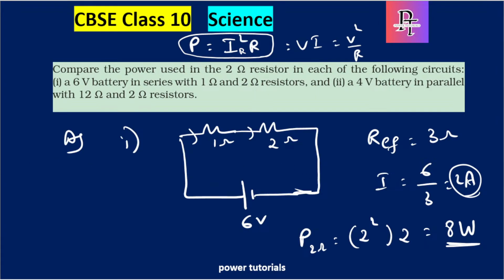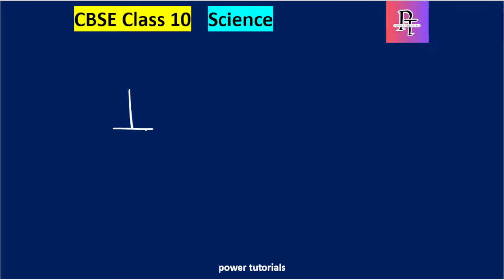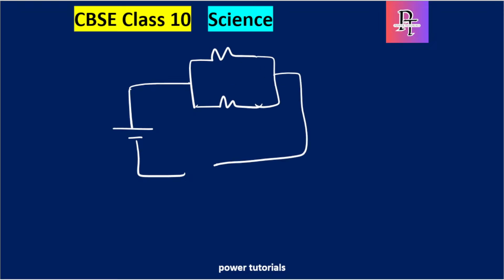Okay, let's solve the second one. Here we have a 4 volts battery in parallel with 12 and 2. We have a 4 volts battery and we have a division like this, 12 ohms and 2 ohms, and the supply voltage is 4 volts.